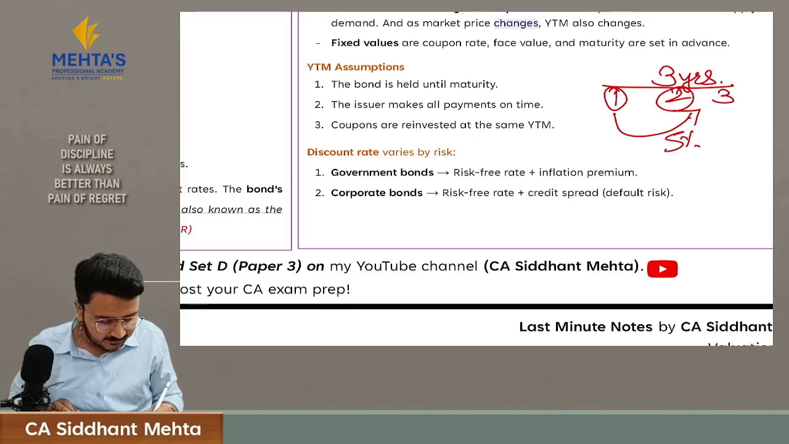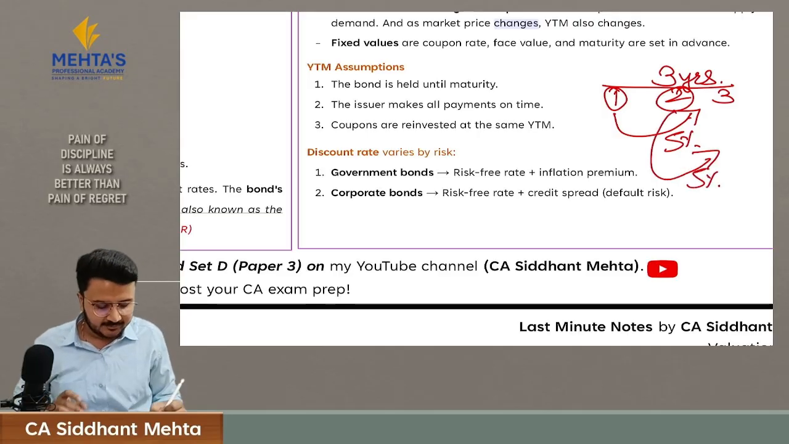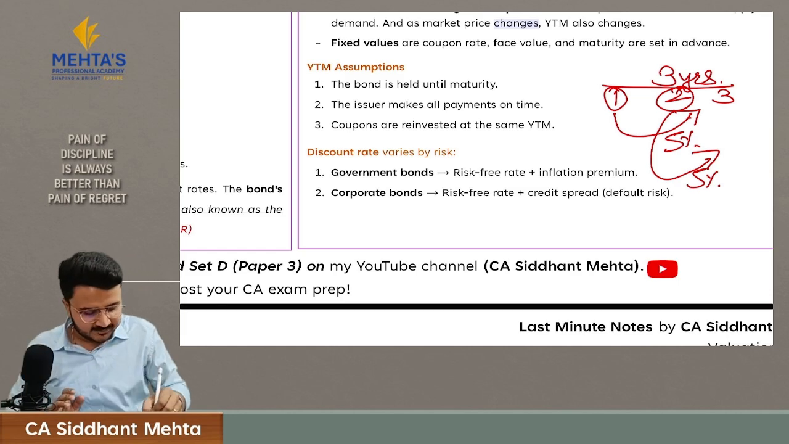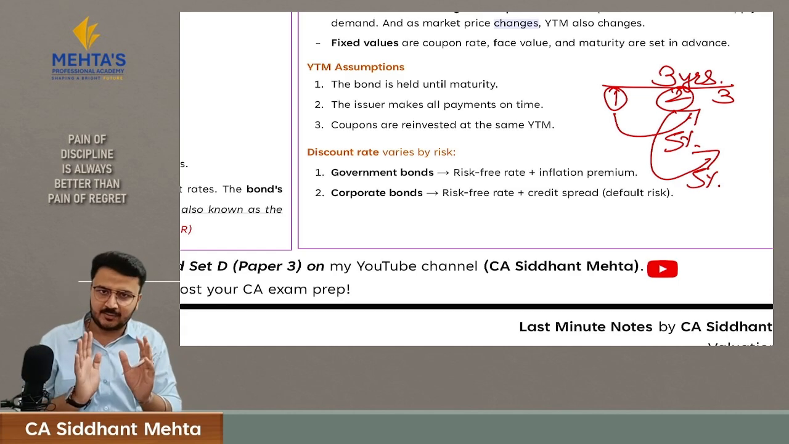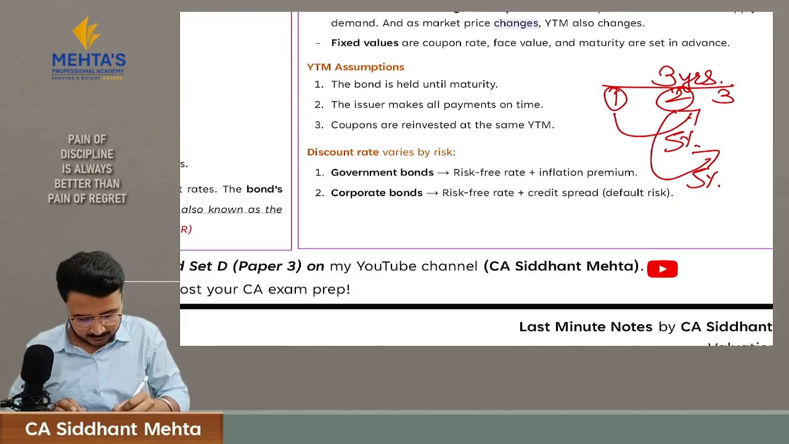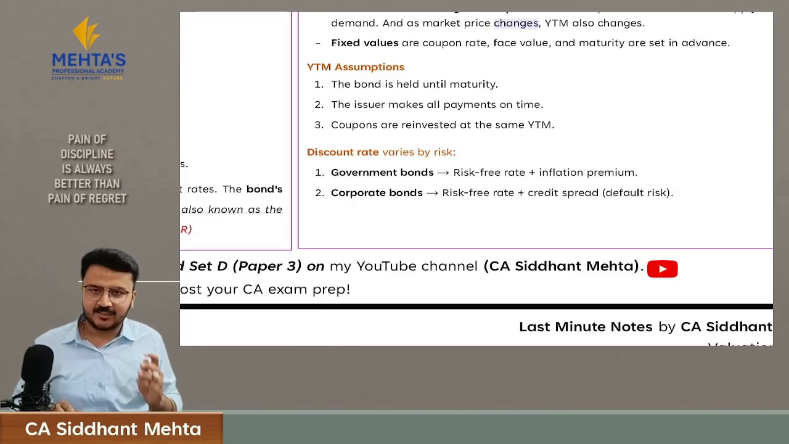The coupon which you will get in the second year, you will reinvest for 1 year at 5%. This is what is assumed. You don't have to calculate this reinvestment separately. You just have to assume that all the coupons which you are receiving are reinvested at the same YTM. These are the three assumptions which you take in YTM calculation.